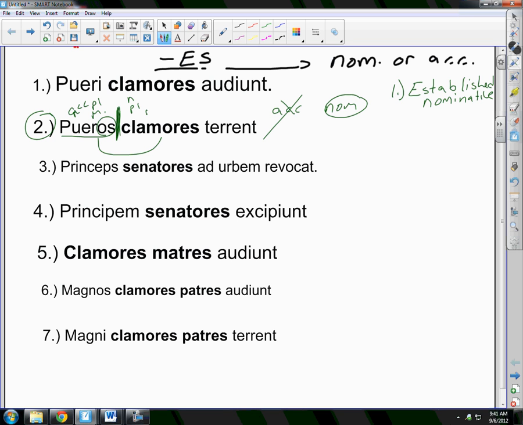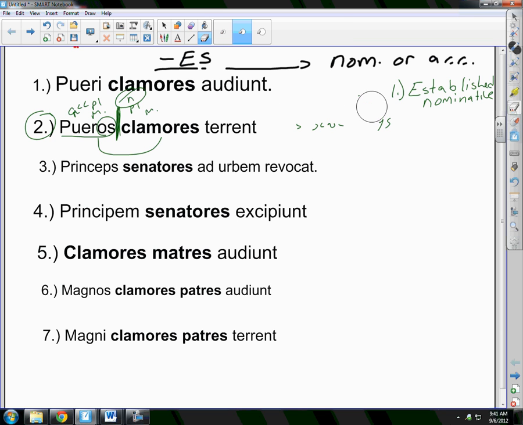Nominative, plural, and masculine. And again, that's important so that when I go over to translate my sentence, I know that my subject is going to be the nominative, shouts. My verb is fear or terrify, scare. And my direct object is the accusative, boys. So the shouts scare the boys.